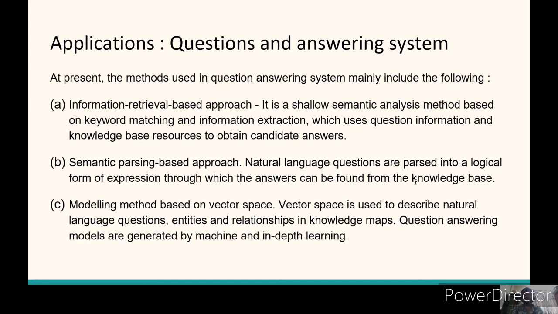Question answering system based on knowledge map maps the expression of natural language parsing into vocabulary of knowledge map elements, which enhances the performance and expansibility of question answering system.